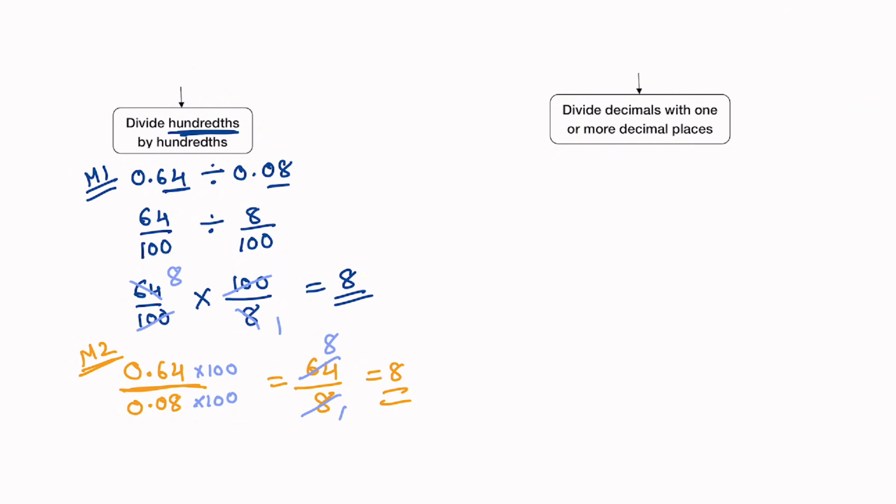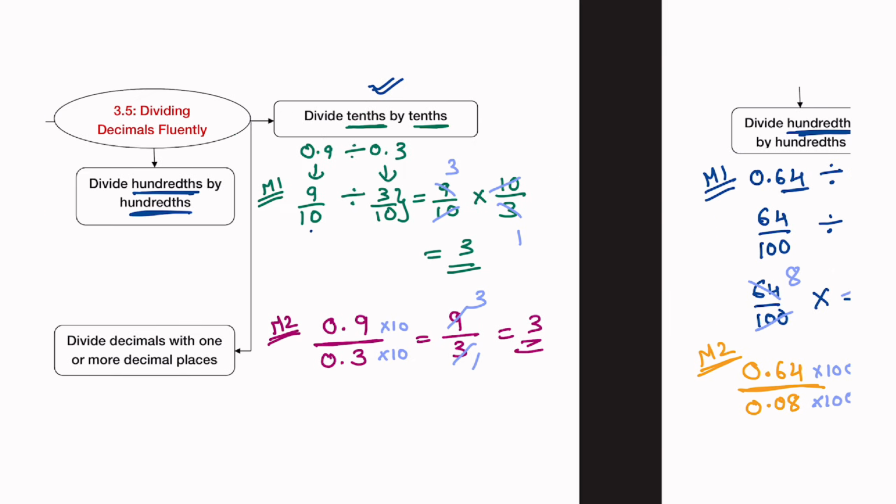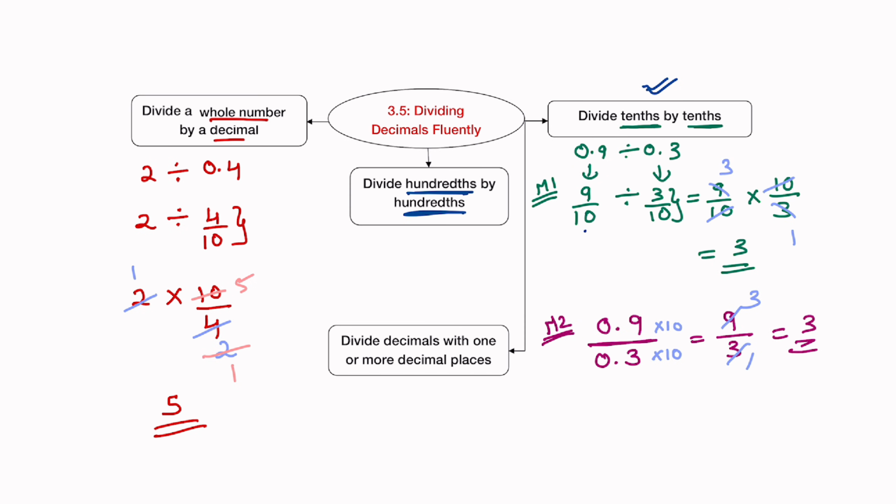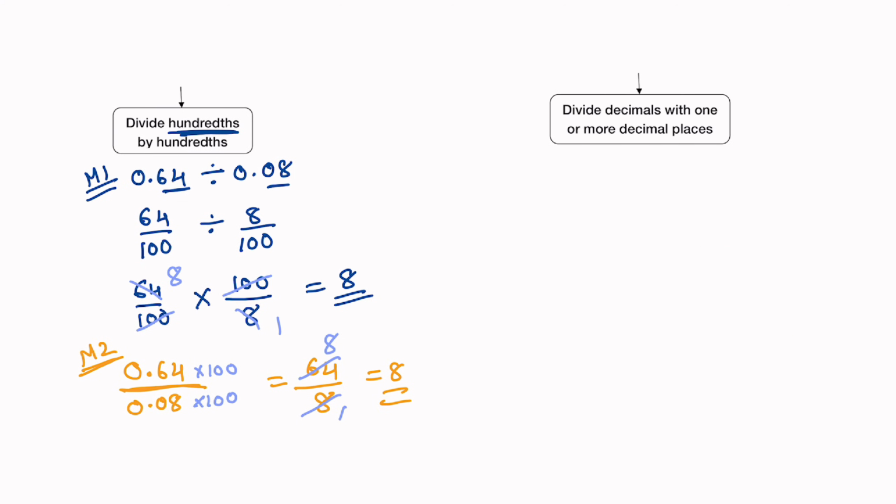And we go to the last part now. So that's divide decimals with one or more decimal places. Let's understand that here. It also has two methods. Let's say we want to divide 1.44 by 1.2. So method 1.